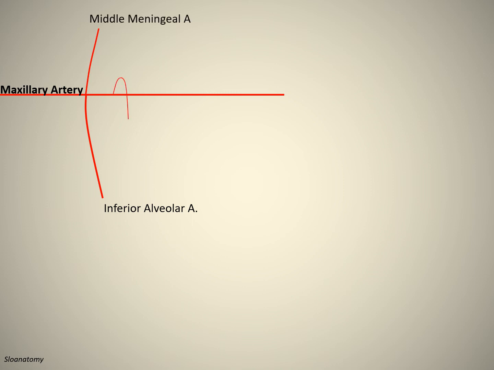The second division of the maxillary artery are mostly going to muscles, the first branch being the masseteric artery, and then we have the anterior and posterior deep temporal artery, the pterygoid artery, and then the buccal artery.